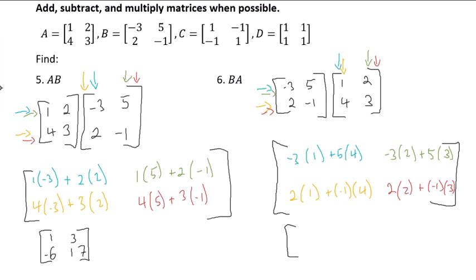And so that would give us the 2 by 2 matrix, -3 and 20 give us 17. -6 and 15 give us 9. 2 and -4 give us a -2. And 4 and a -3 give us 1. So as you see, we end up with completely different matrices when you have AB and BA.